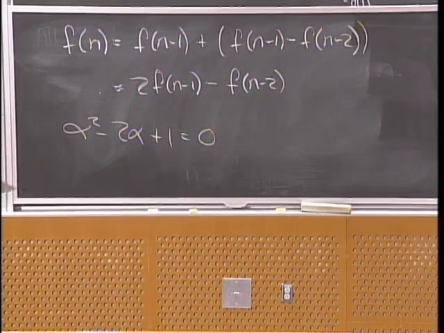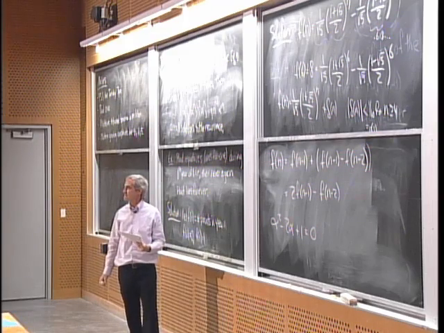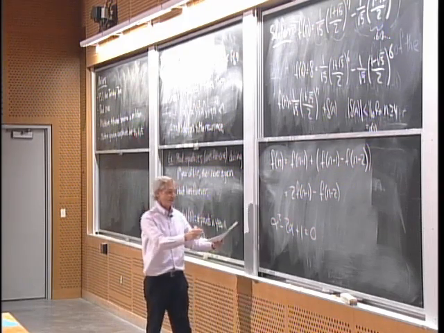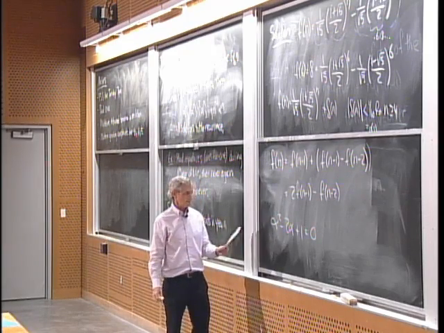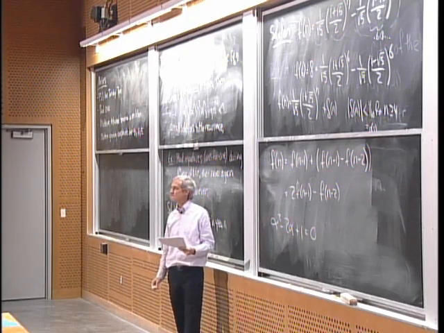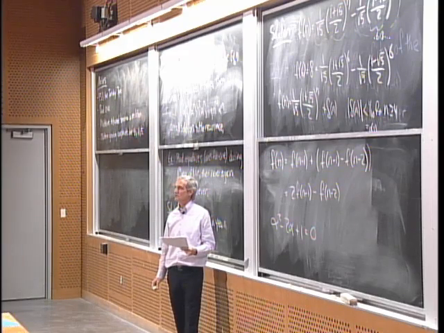Any questions on that? This is the process now you will always use that we're going through. All right, what are the roots to this thing? What are the roots to the characteristic equation?